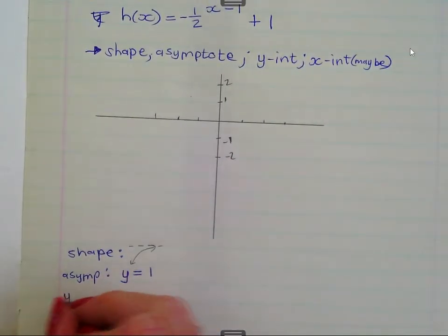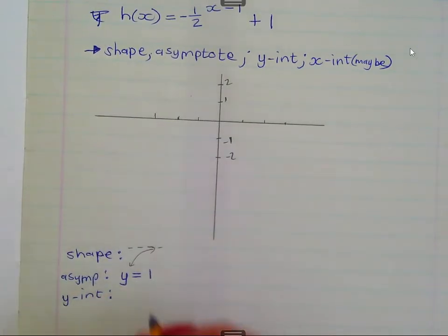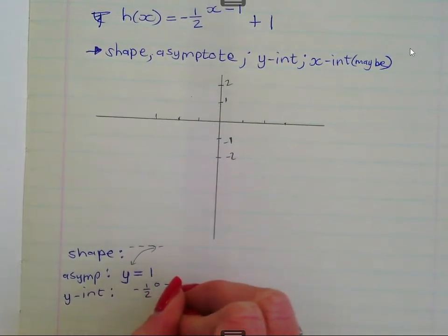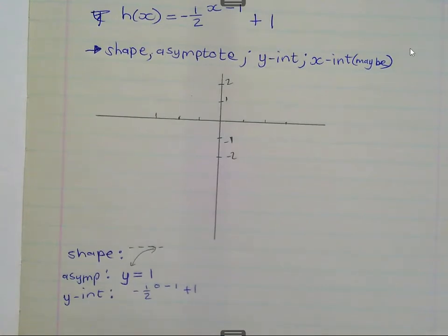Y-intercept, we let x be 0. So it's going to be negative a half to the power of 0 minus 1, plus 1. You just type this on your calculator.